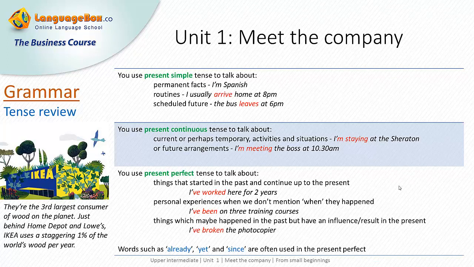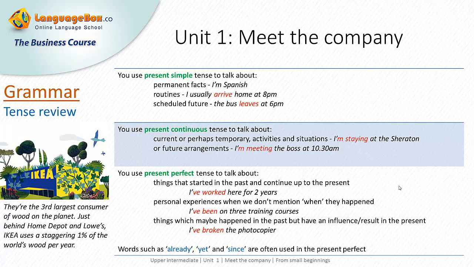So that leads us on to the present continuous tense. We use this tense to talk about current events, activities and situations. They may be current and perhaps also temporary. For example, I'm staying at the Sheraton Hotel. I'm not going to be there permanently, so that is an example of a temporary event. I'm reading this exercise to you is an example of something which is happening now, a current event.